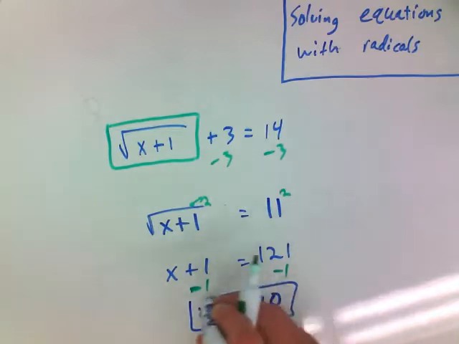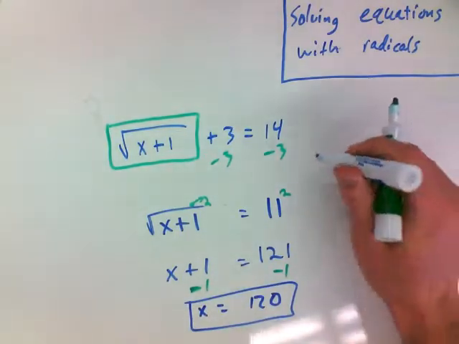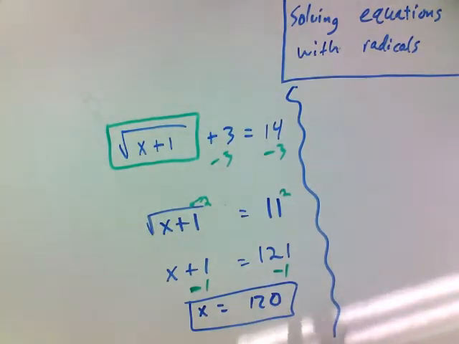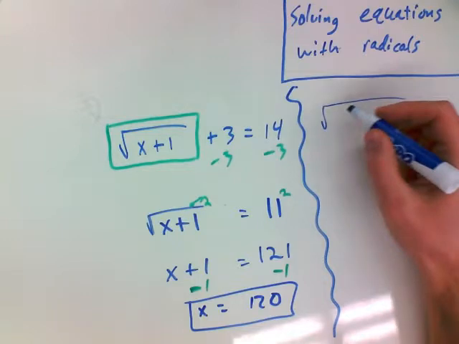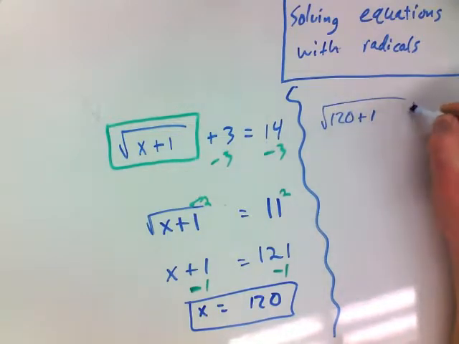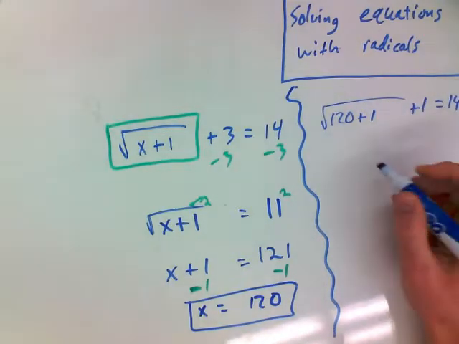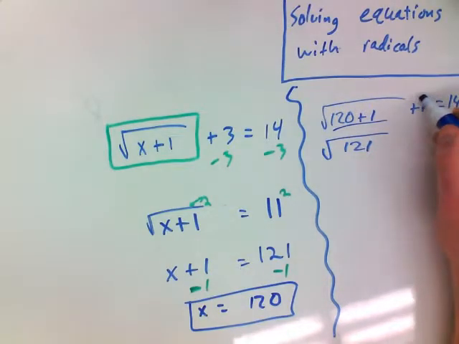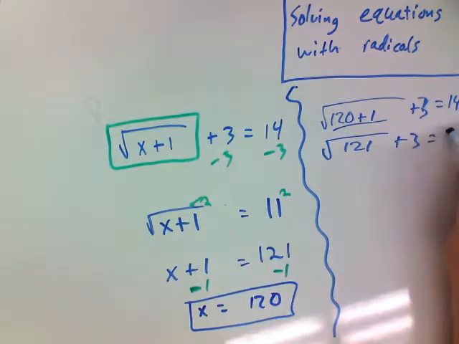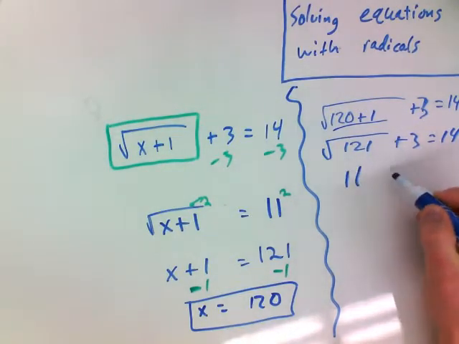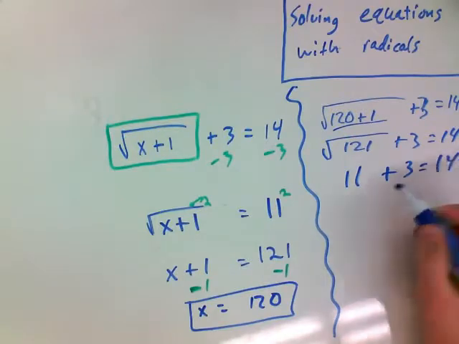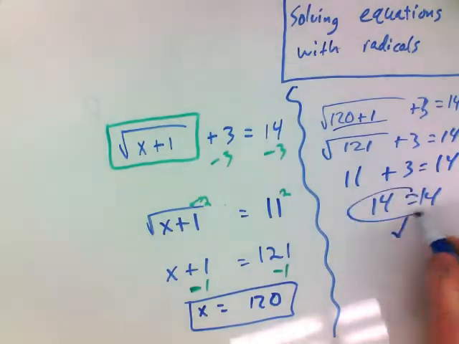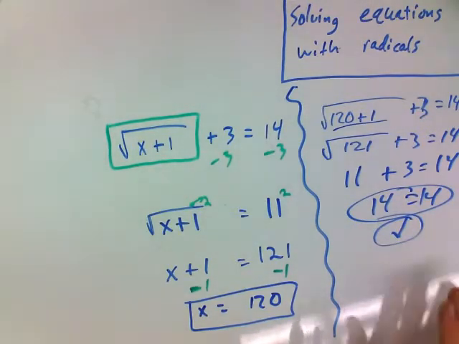Now, these equations are no different from other ones. I can check my answer quite easily. Let's say 120 is the answer, huh? So the square root of 120 plus 1, plus 3, should equal 14, correct? So that means the square root of 121, plus 3 should equal 14. The square root of 121 is 11. Hey, 11 plus 3 is 14, right? So it's good when these things work out and you don't feel like an idiot at the end, right?